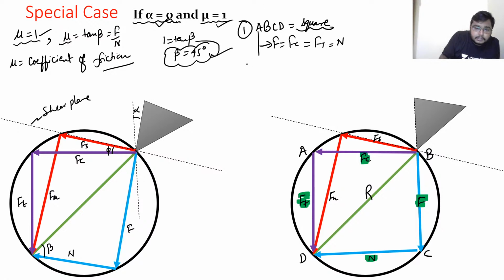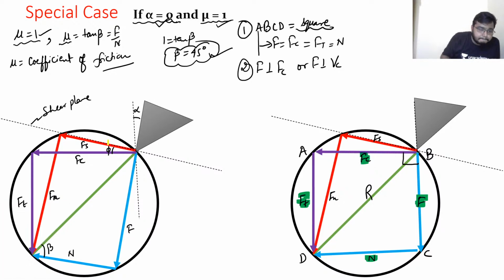Second point is, sir, F is perpendicular to FC. See, this is your F, this is FC. F is perpendicular to FC. Clear? Next is your F is perpendicular to VC. What is VC? Chip velocity. Clear?